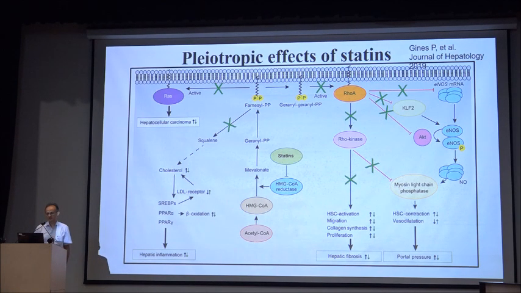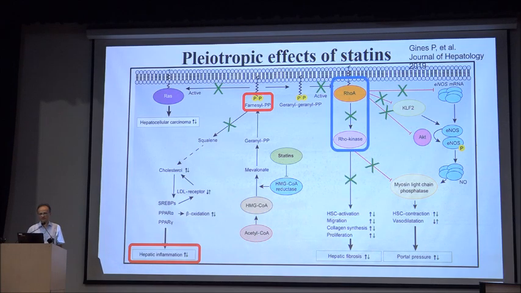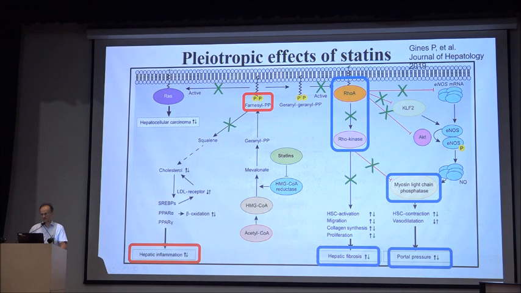And at a more basic level, they cause inhibition of farnesyl pyrophosphate, which has an anti-inflammatory effect. They also inhibit the Rho kinase pathway by reducing the activity of geranylgeranyl pyrophosphate. This Rho kinase, as we had just discussed, is a very important player in the field of portal hypertension, because it causes an increase in hepatic fibrosis, and also increases the interaction of actin and myosin by causing phosphorylation of the myosin light chain. So if this pathway is blocked, it causes a reduction in portal pressure. And statins also remove the inhibitory effect of the Rho kinase pathway on KLF2.